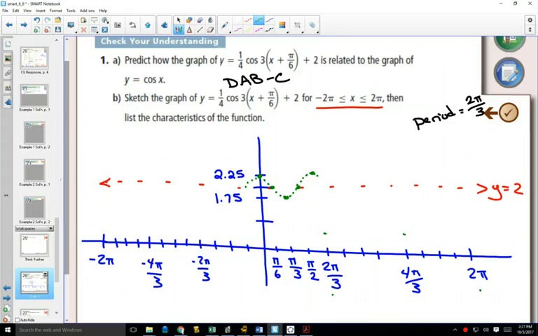So maximum, back to center line, to minimum, to middle, to maximum, to center line, to minimum, to there and back. And we have to go on this side too. Middle, min, middle, max. Middle, min, middle, max, middle, min, middle, max. And our temporary graph all the way looks like that.